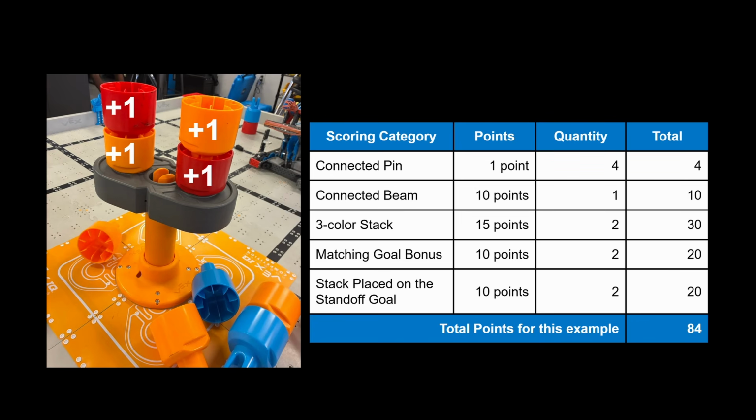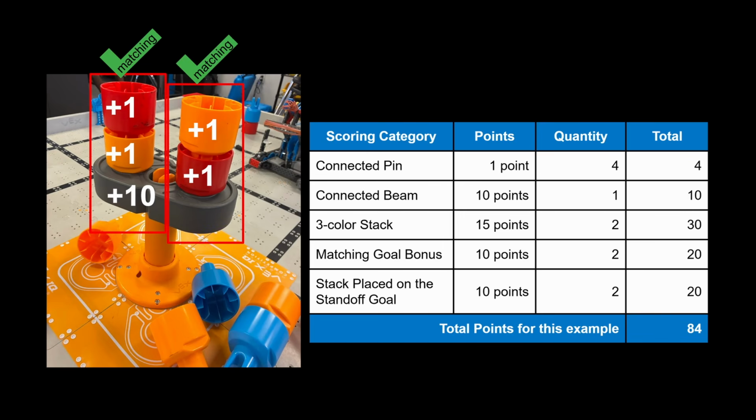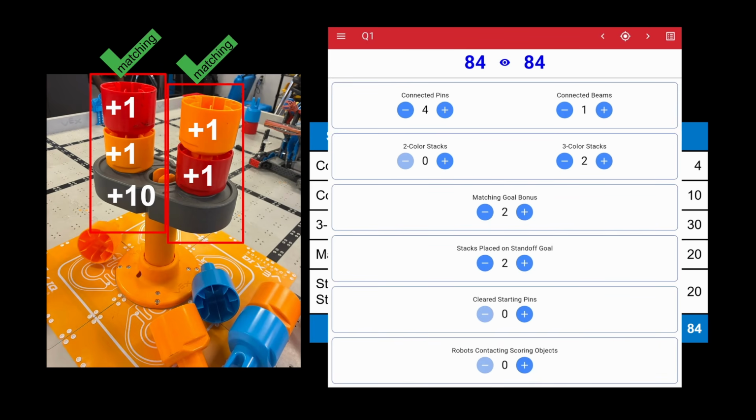Okay, take a look at this one. Very similar, but there's no pins underneath. Not having pins underneath actually doesn't really make a difference. So we've got 4 connected pins here. We've got the connected beam. There are two three-colored stacks, and they each get the matching goal bonus, again because they're part of the beam. By being connected in the beam, you get the matching goal bonus, and both of those are considered placed on the standoff goal. And here's what it looks like in the tablet.